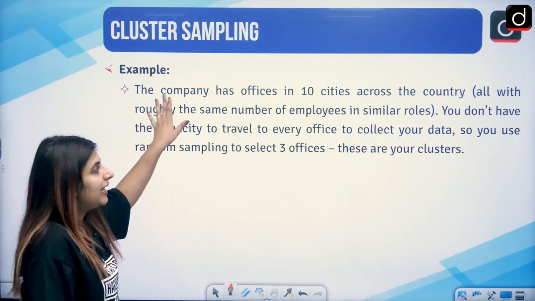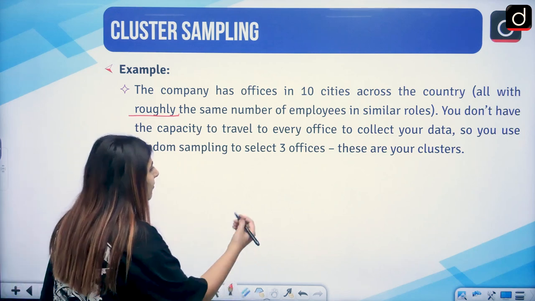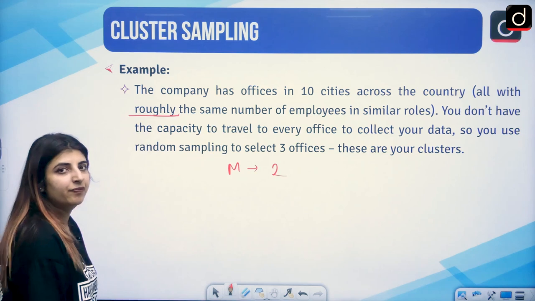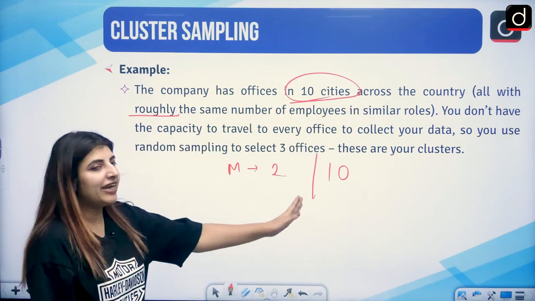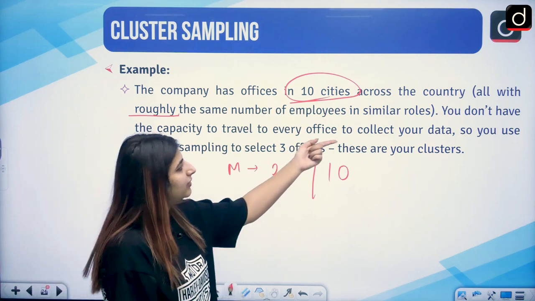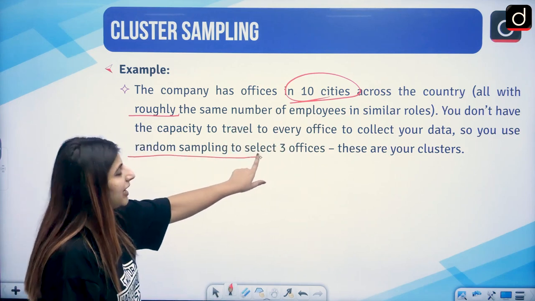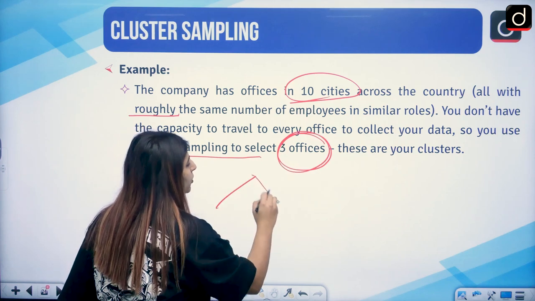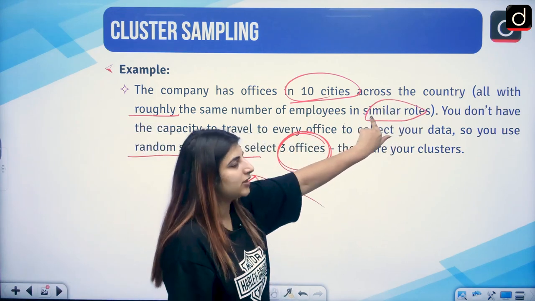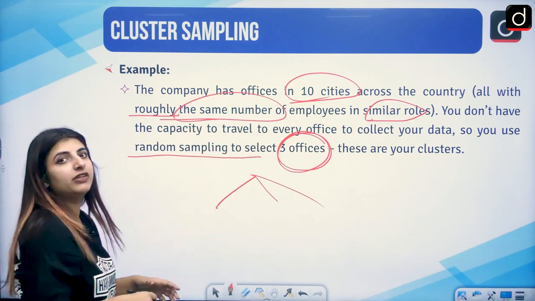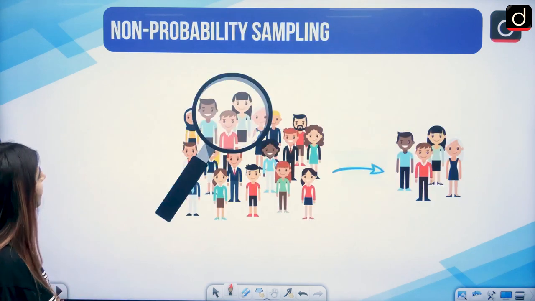The company has offices in 10 cities, an example of cluster sampling only we are giving, all with roughly the same number of employees in similar roles. So of course we have the managers, we have 2 managers in the 10 offices in 10 cities that we are talking about, two managers in each office, and the same is the case with other employees as well with similar roles. You don't have the capacity to travel to every office to collect your data, so you use random sampling to select three offices. Now those three offices will be your clusters to conduct the sampling, because they have the same traits, people in similar roles, right? The offices have the same number of employees. So of course you can do your research on these three clusters that you have chosen randomly.